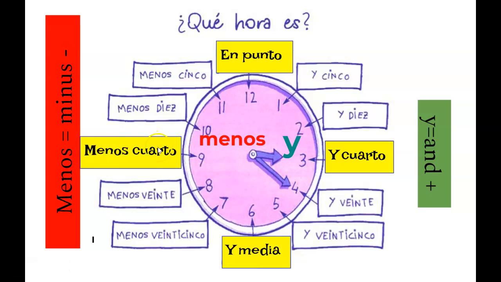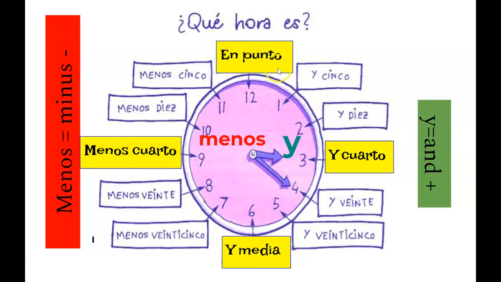Notice how I'm going to read it backwards. I'm going to start with a quarter in English, and the till comes second in English. In Spanish, it's till a quarter, or minus a quarter, and it sounds like this, menos cuarto. Same quarter. This is and a quarter. This is minus a quarter.